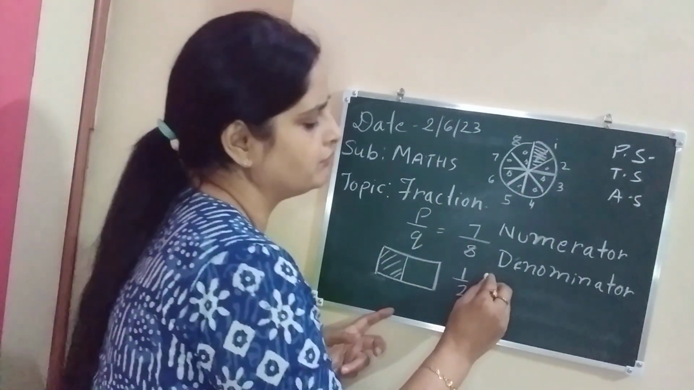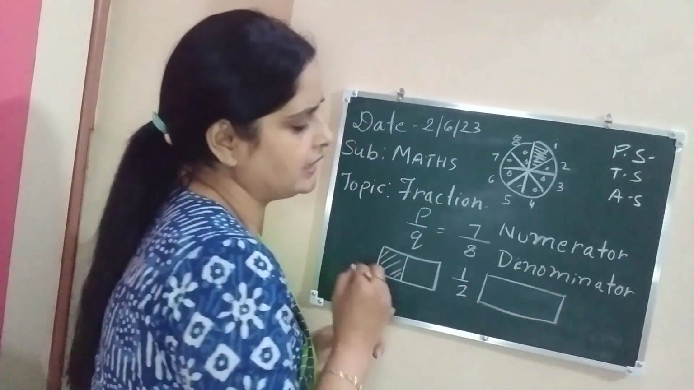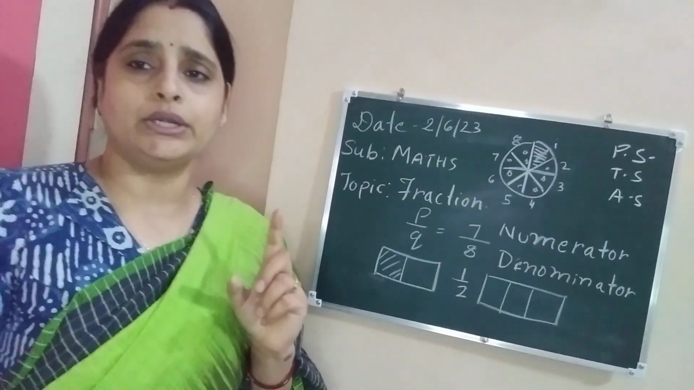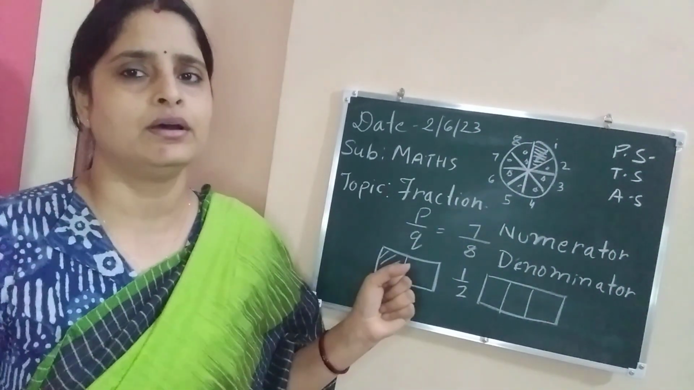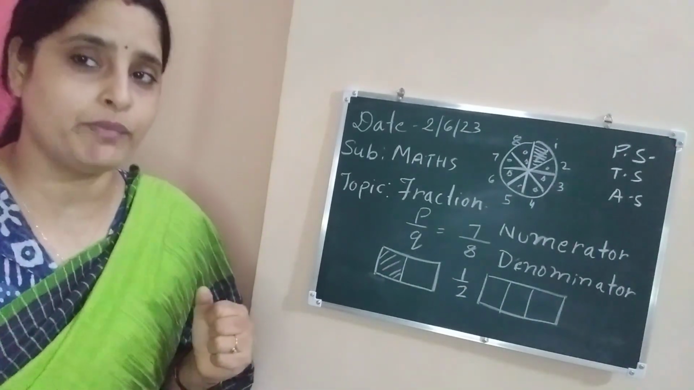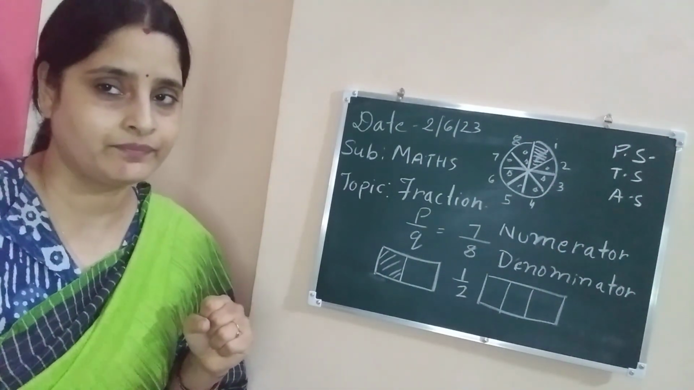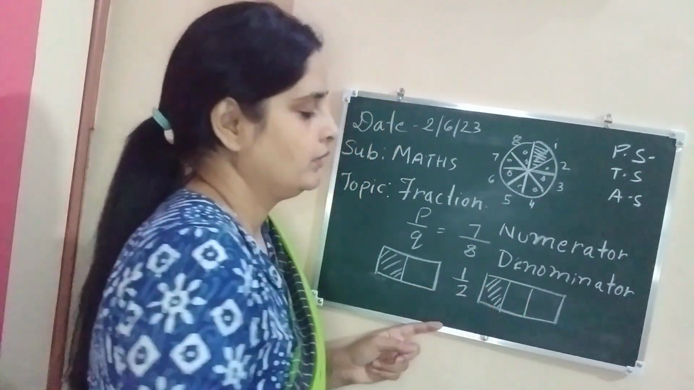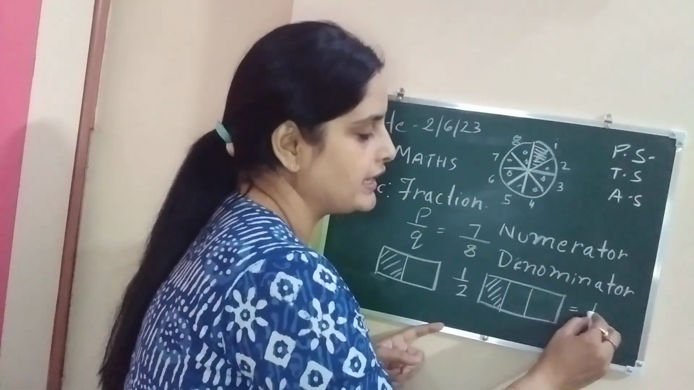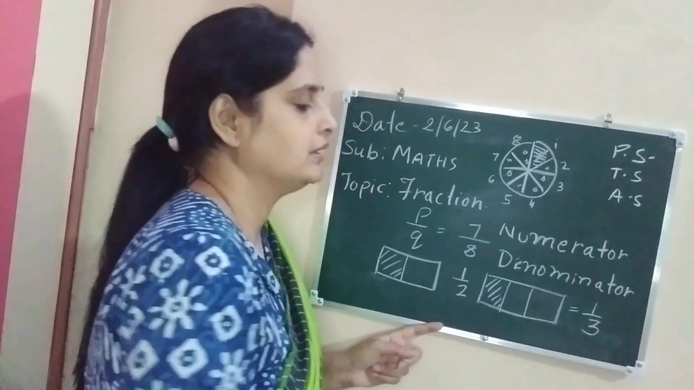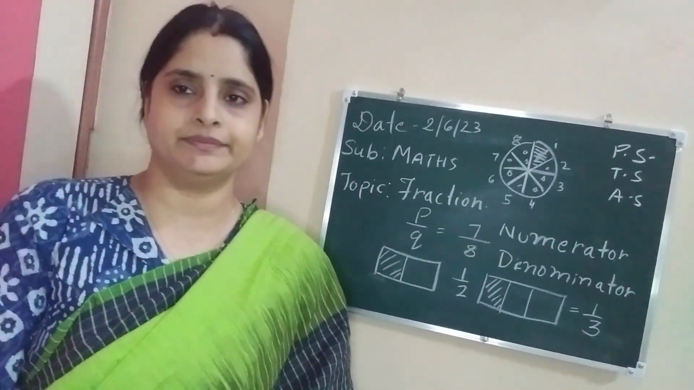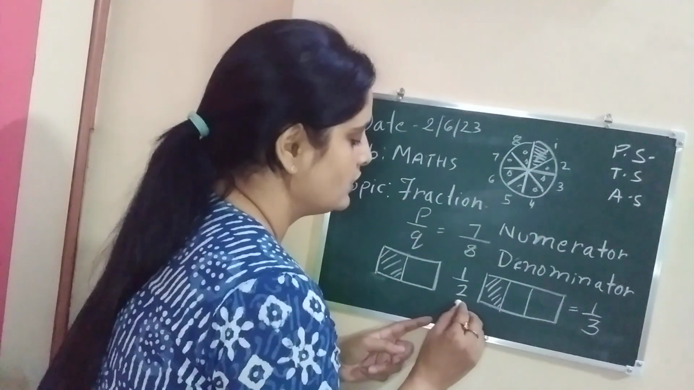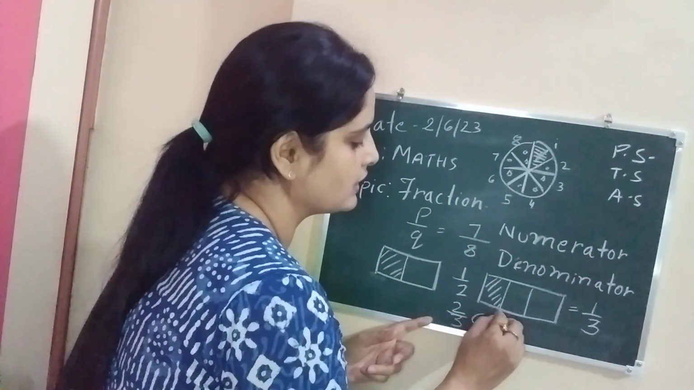And what about this? When I divide this rectangle into 3 parts, and I say you need to color 1/3 part of this rectangle. So how many boxes do you need to color? Very nice. See, as I said, one part we need to color, and we will write it like 1 by 3. 1 by 3 part is colored. And what about the colorless part? That is 2 by 3 part is colorless.